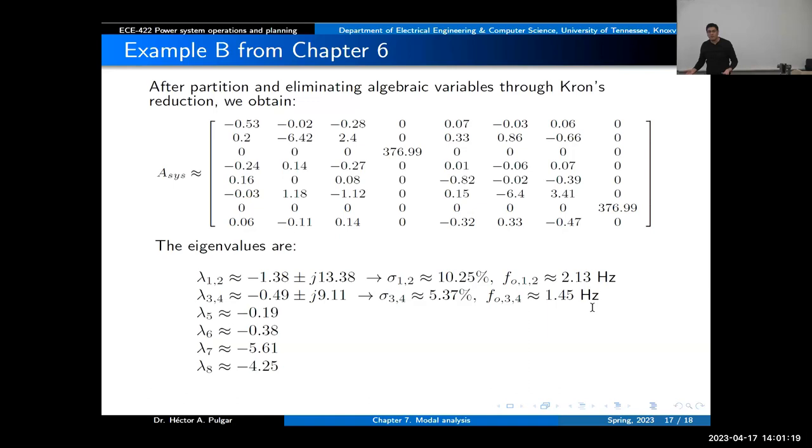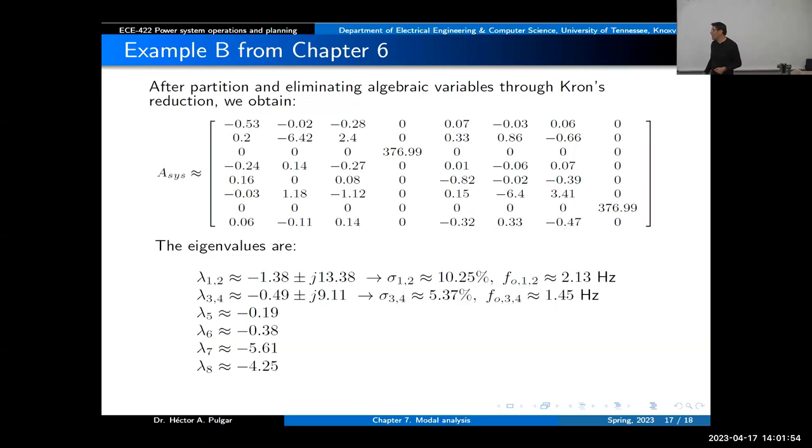One of them is going to be very critical, because we don't have any contingency and the damping ratio is already very close to 5%. So if we are the operator of the system, we should not operate the system with that condition. Why? Because the system is going to be very close to having negative oscillatory behavior.